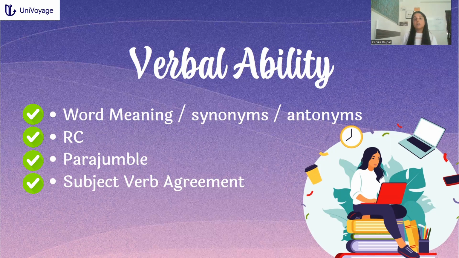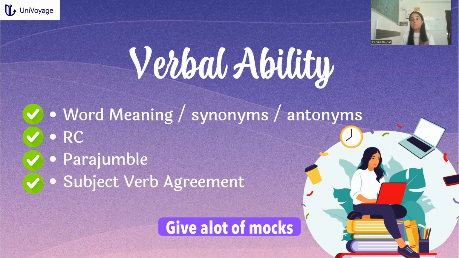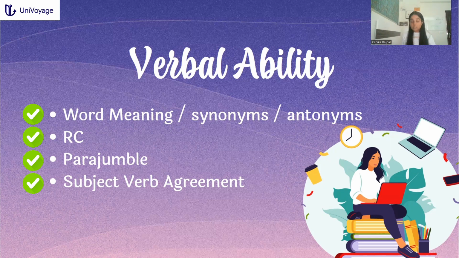Coming to RC, now here, of course, as much as reading was important earlier, if now you can just give a lot of mocks and practice a lot of RCs under that pressure of time constraint, you should be good to go with RCs, because again, you don't know which particular passage will be asked. You don't even know the type of the passage that will be asked, how many will be asked, but you can at least figure out your strengths and weaknesses.